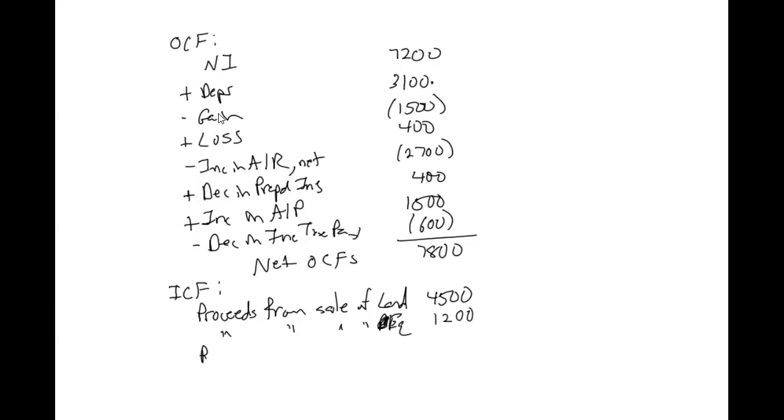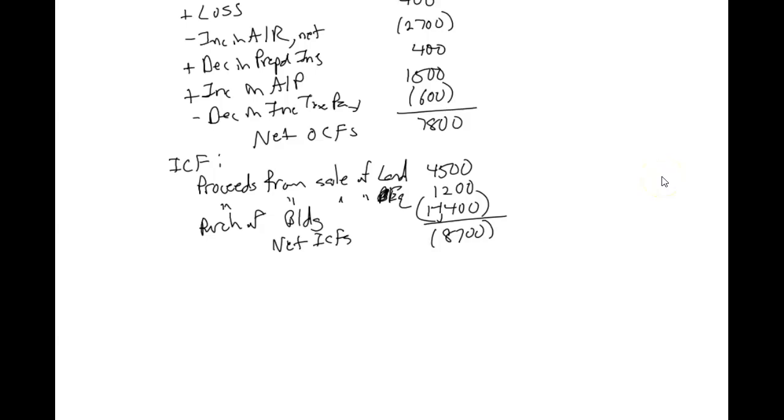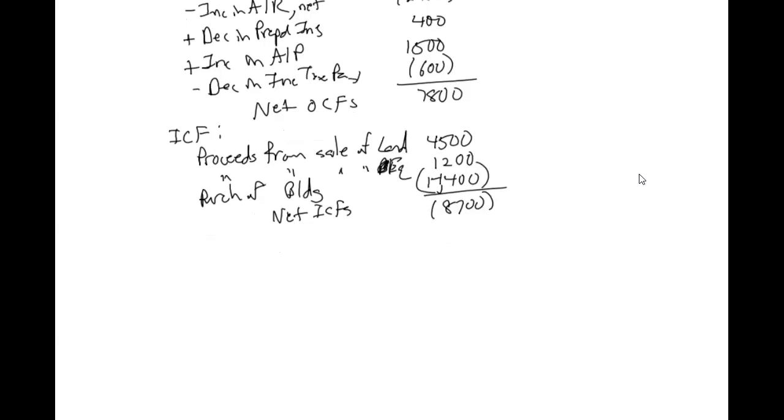And then we had the purchase of the building for the fort, and that was in number 1 on the previous page with the extra information. That's $14,400, and that's a cash outflow. So that would give me my net investing cash flows of negative $8,700. And we've said this previously that oftentimes the investing section will be negative because it costs more to buy something new than the cash you're going to get for selling older stuff.